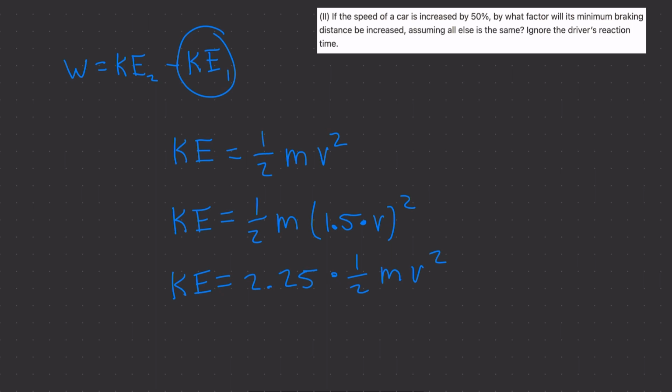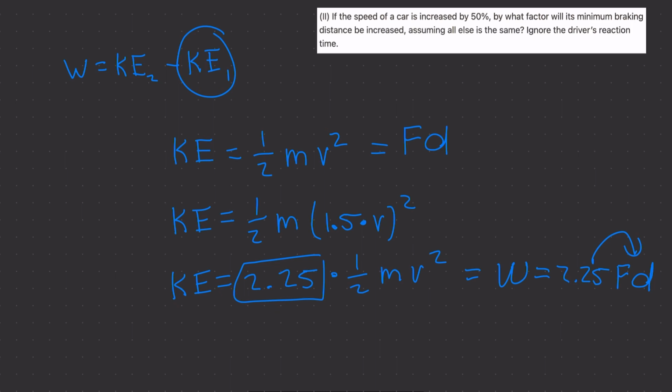And because this is all equal to the work required, we know that the quantitative definition for work is force times distance. All right? So what I'm saying is, because 2.25 is just a factor I can multiply the work by, it could be just multiplied here as well. So if the original work was FD, then the new work is going to be 2.25 FD.